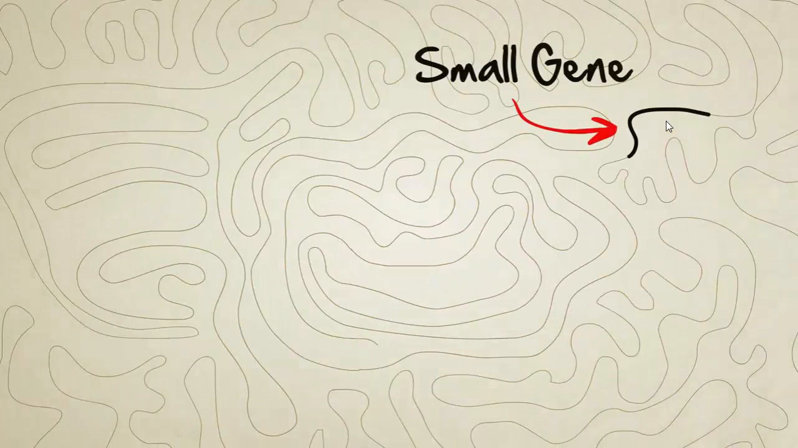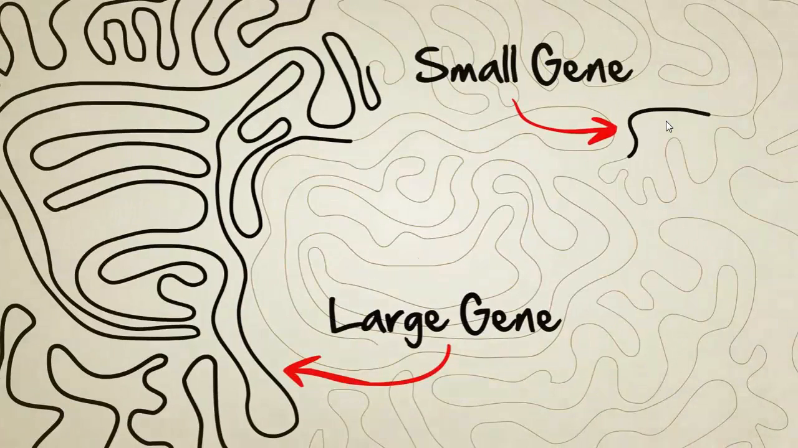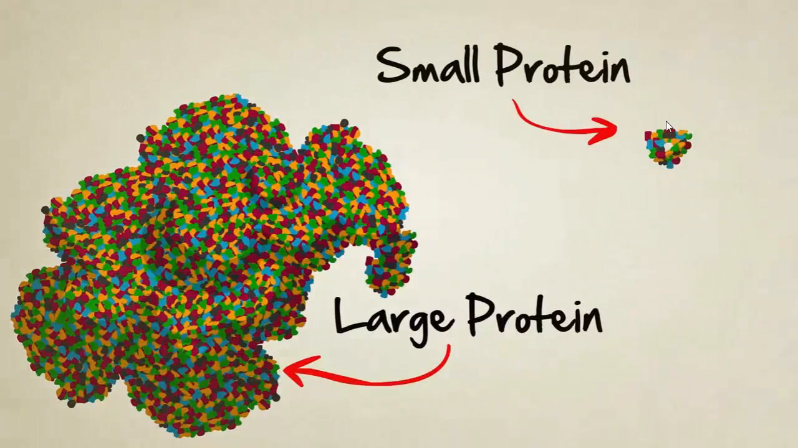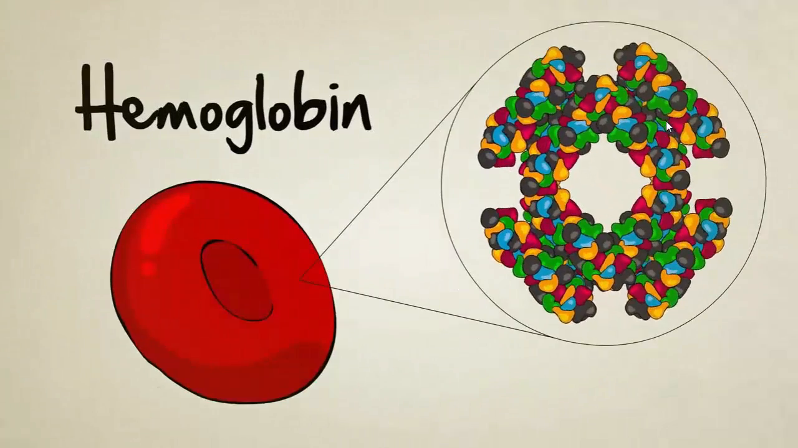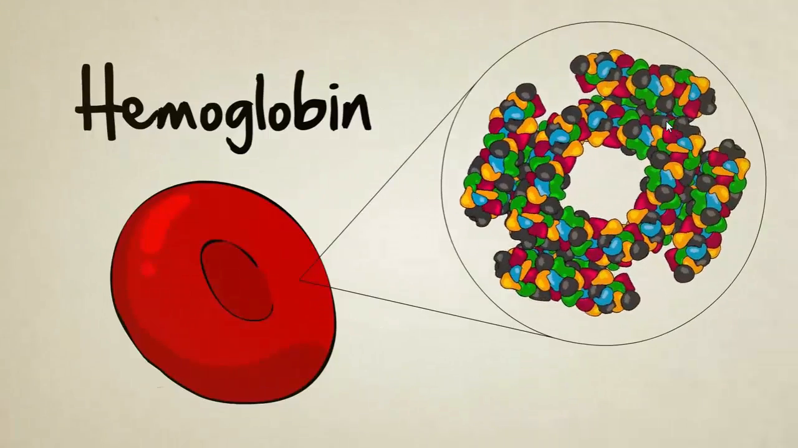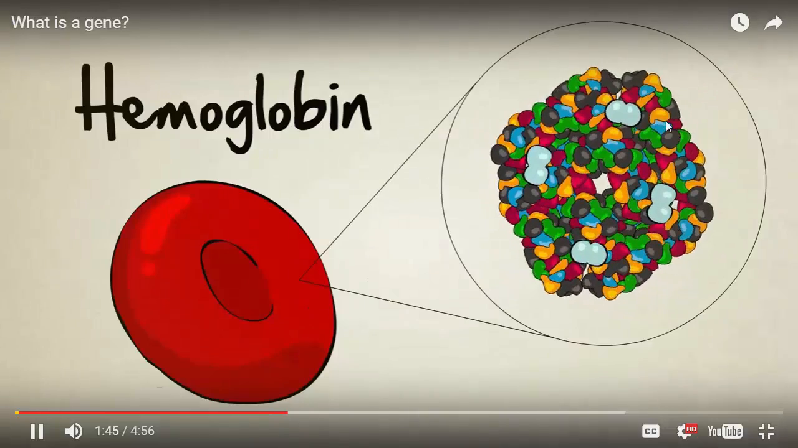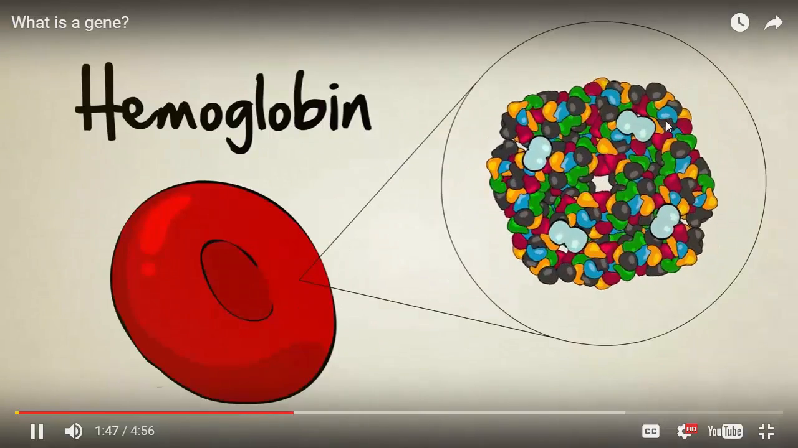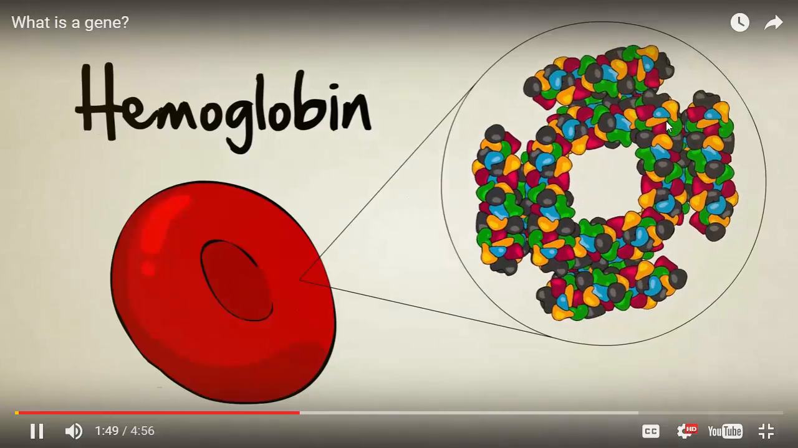Some genes are small, only about 300 letters long. Others are well over a million. The length and sequence of a gene determine the size and shape of the protein it builds. The size and shape of the protein determine the function that protein will have inside the body. Hemoglobin, for example, is a protein structure found in red blood cells. Its unique shape and size allow it to capture oxygen molecules when blood flows near the lungs, and then release them later when blood flows near oxygen-starved tissues.